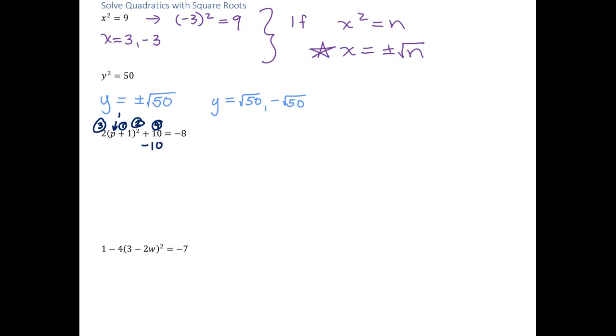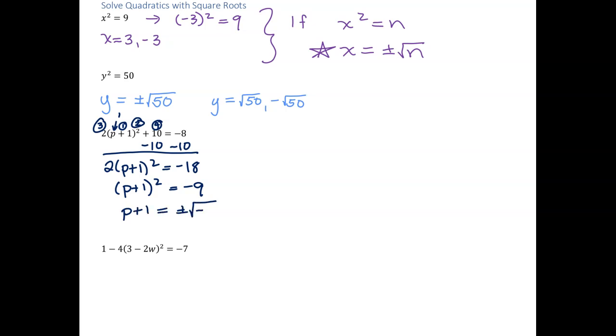It's a really good tool. So I subtract 10 from both sides, and I get 2 times (p + 1) squared equals negative 18. And I can divide both sides by 2. (p + 1) squared equals negative 9. And next I would square root both sides, so I would say p + 1 equals plus or minus the square root of negative 9.